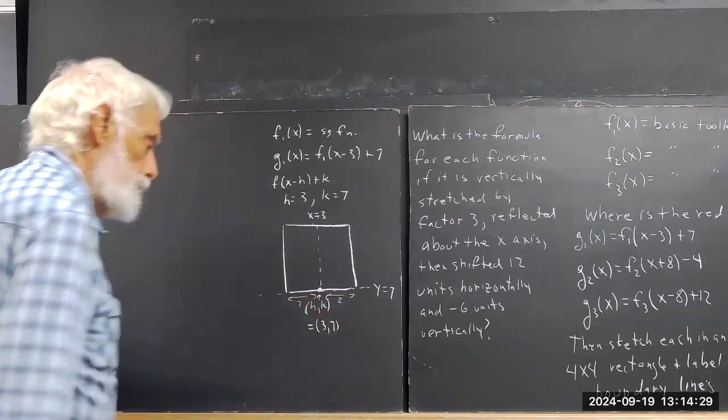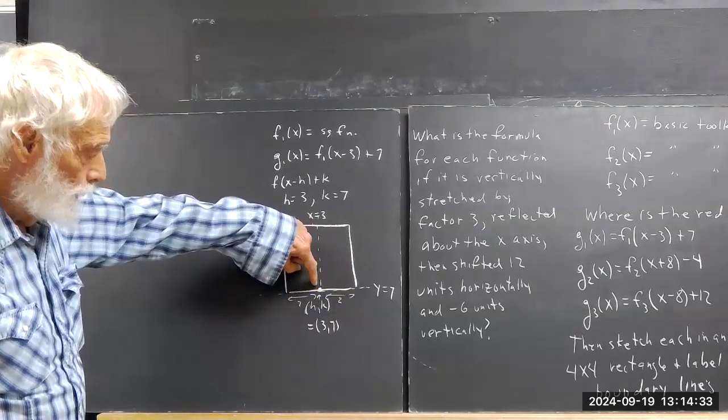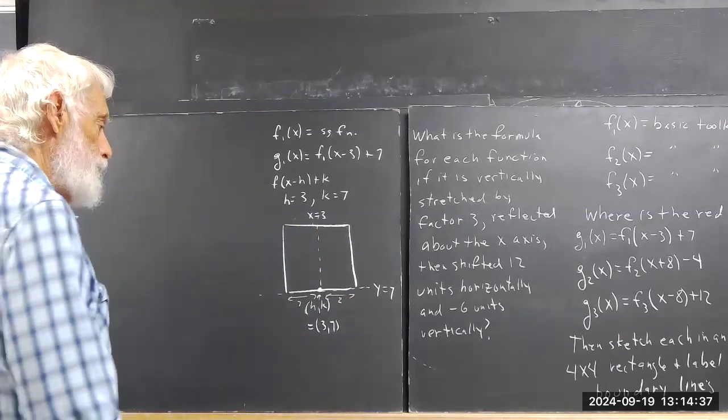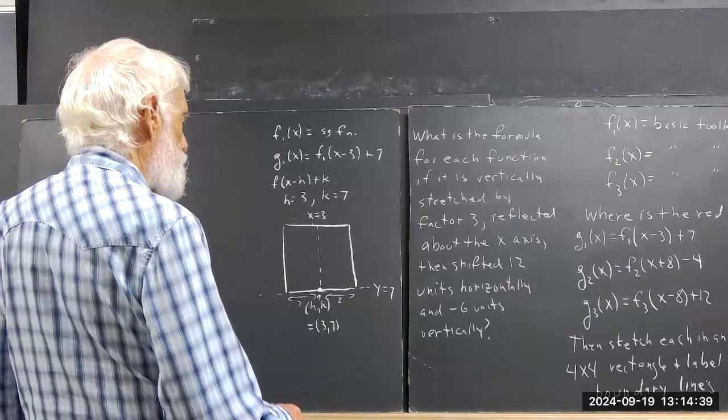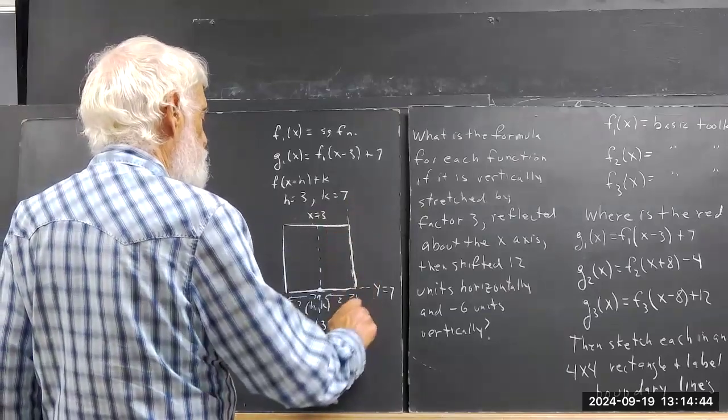But I'm going to write it in just as a reminder. It's a 4 by 4, and this is in the middle of the lower edge. So you got 2 units this way, 2 units this way. So let's see. If x equals 3 here, and you go 2 units to the right, x is going to be 2 more.